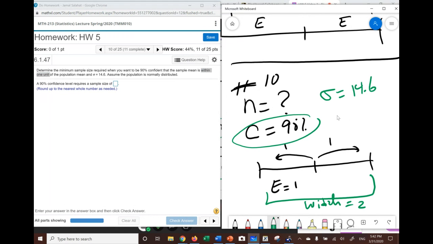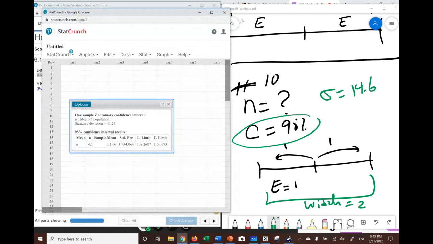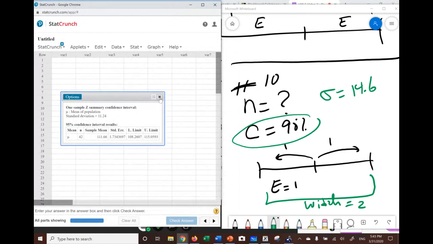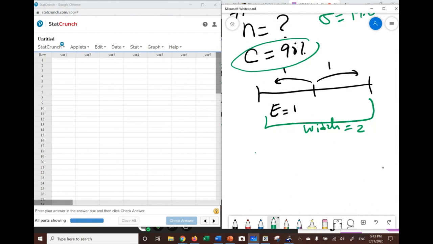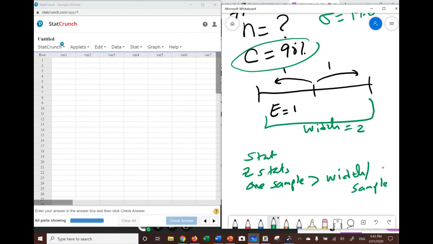So how do I find that? Again, we're going to use StatCrunch. And we mentioned that in the videos before, and we're going to do it in here. So how we do that with StatCrunch, we're going to go to Stat, Z Stats, one sample, and you're going to go to width, and the question is width or sample size. And why width or sample size? It's obvious because the question is asking for that.